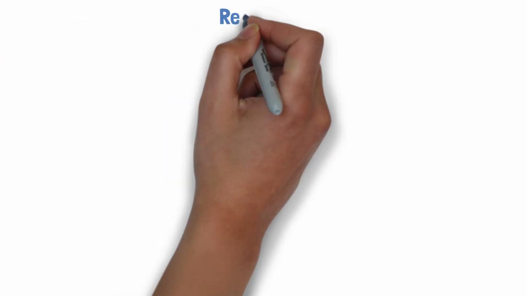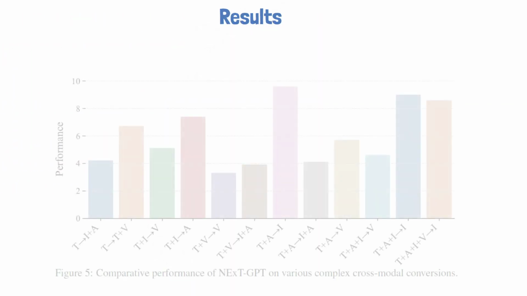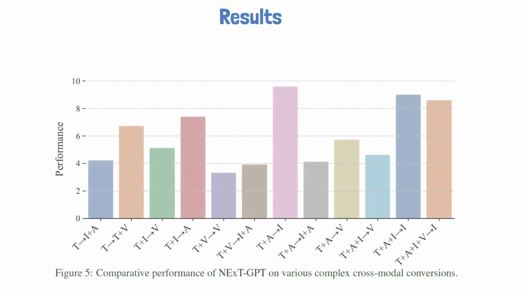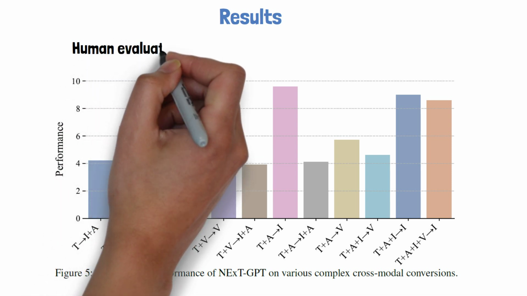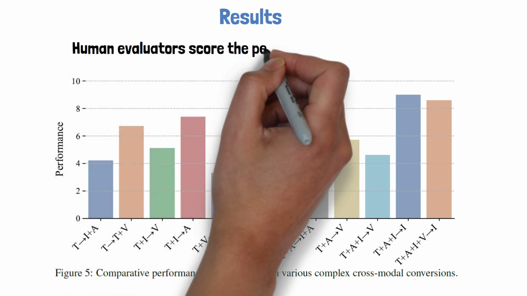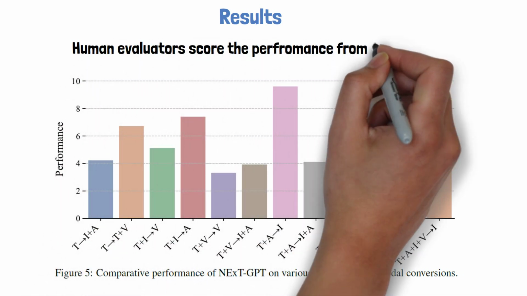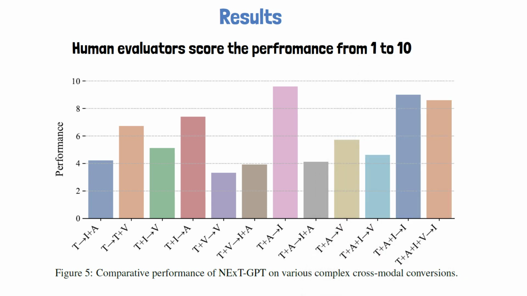In the results section in the paper we can find the following chart, where on the x-axis we see classes of examples, divided based on the modalities in the input and the output. And on the y-axis we see the performance of NExT-GPT on the example classes. Since there is a lack of benchmarks for evaluation, the performance is given by human evaluators who score the performance on a scale of 1 to 10. Noticeably, generating images from various kinds of inputs works best, as we can see with the top 3 bars.